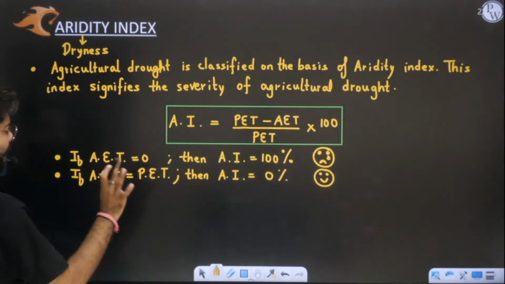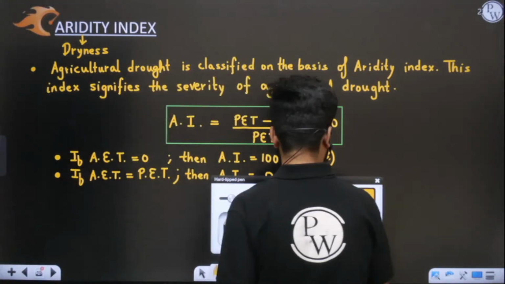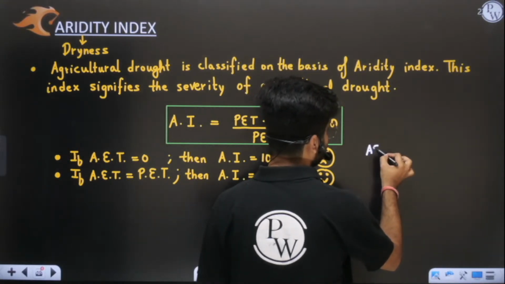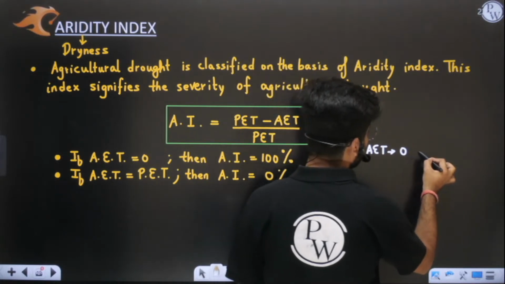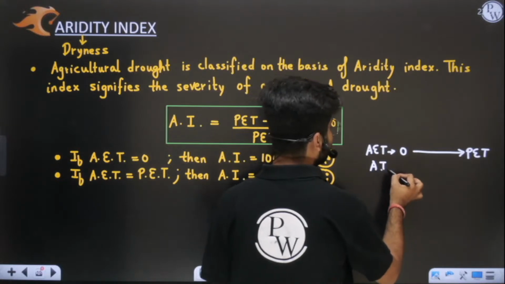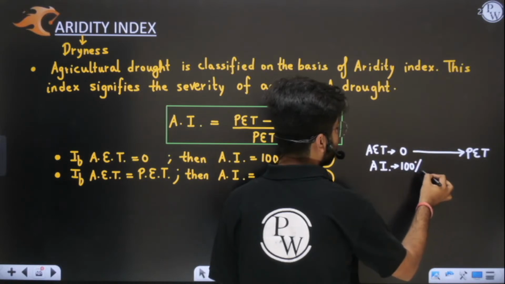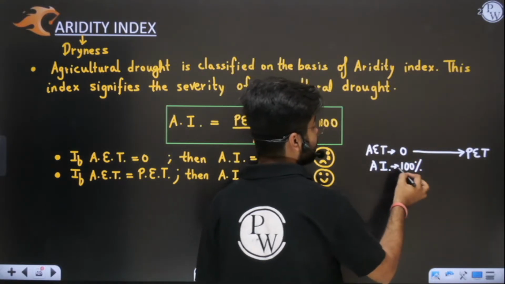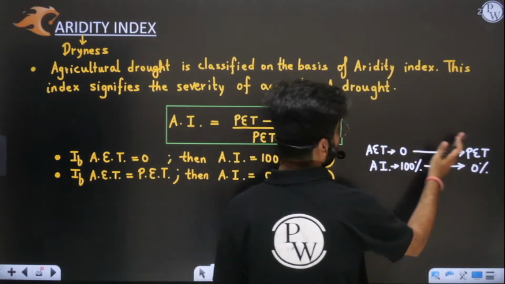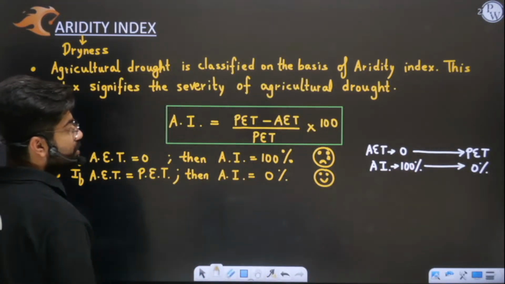And you need to understand this aridity index can vary from 0 to 100. If I draw this here, this actual evapotranspiration can vary from 0 to PET, and similarly this aridity index can go from 100%, if actual evapotranspiration is 0, and it will drop down to 0%. So actual evapotranspiration varies from 0 to PET, and this varies from 100% to 0%. This is the similarity between these two.